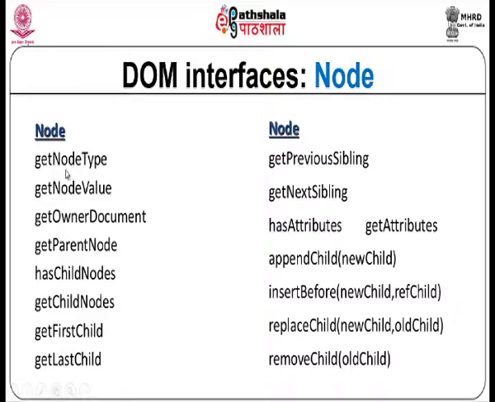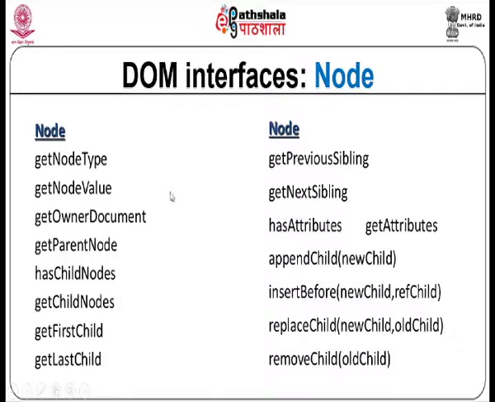You have a method called get node type. As I had told you, node type is a property, and get node type is a method to access the type of the node. Node value is a property, and get node value gets the value of the element. Get owner document is a method that gets the owner of the document, and get parent node gets the parent. Has child nodes is a boolean method that returns true or false, 1 or 0. So, if the element has child nodes, it returns true, or else false.